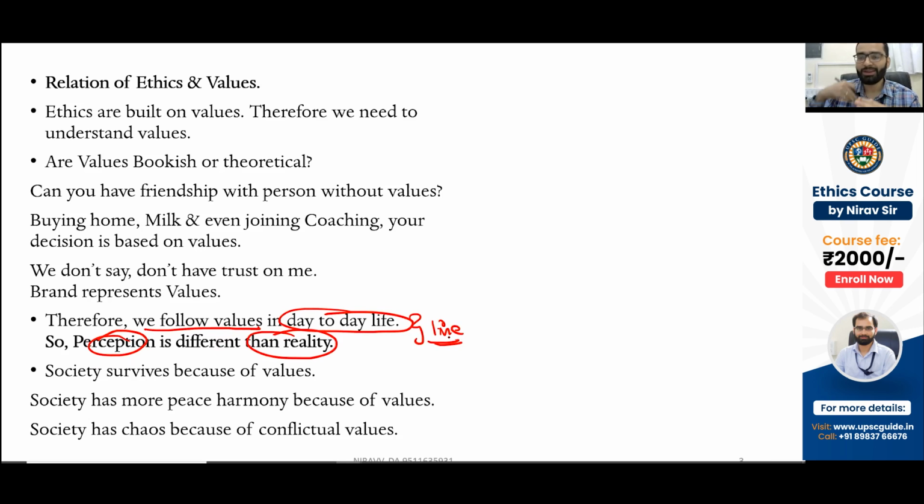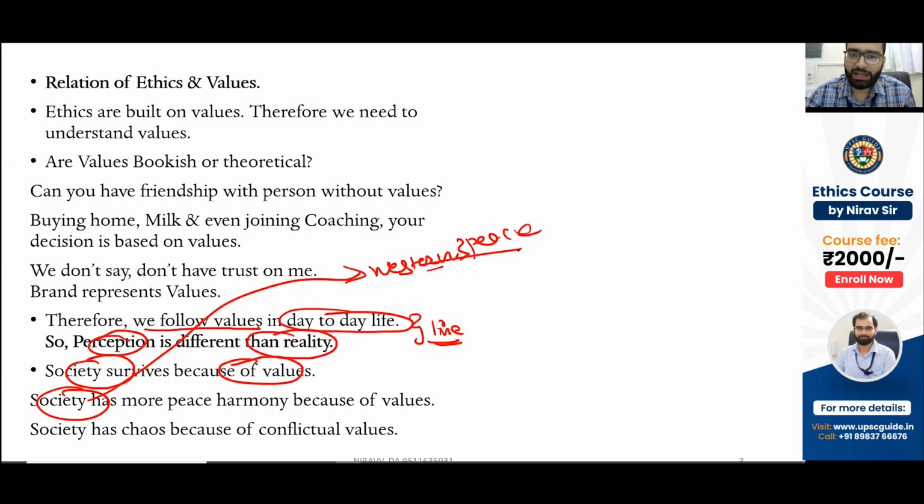Now I take you to the larger context. Society survives because of values. Why is society surviving? Now we are going to go into that. That is because of values. Some societies, say Western societies, have a lot of peace and a lot of development. What is the prerequisite of development? The prerequisite of development is that there should be peace and harmony.